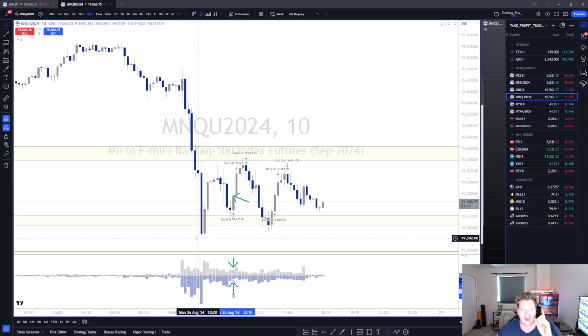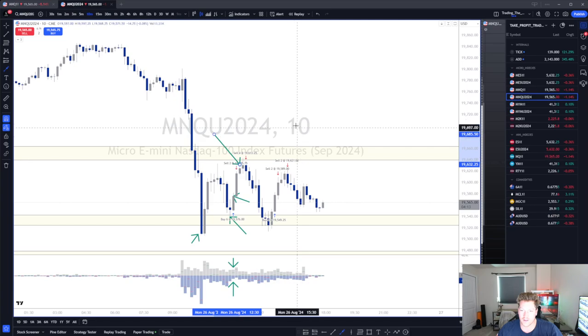Okay, we're making a higher low, right? So this was our original low. This is a potential higher low, so I'm taking it. I put my stop below this wick, and my target was in this area. And that's exactly what happened. It played out exactly like I wanted it to.